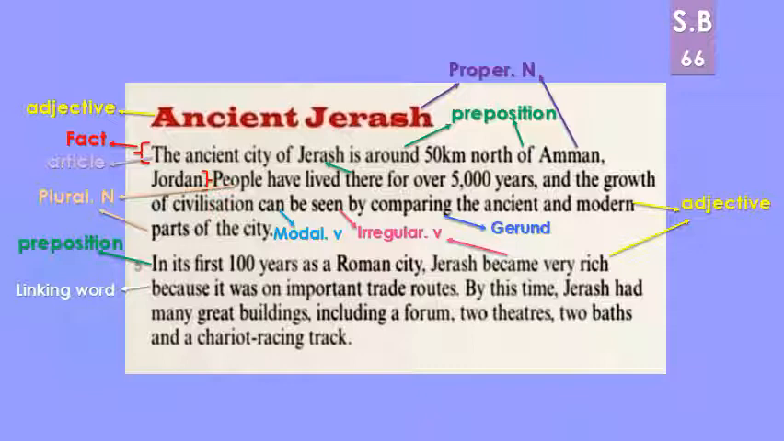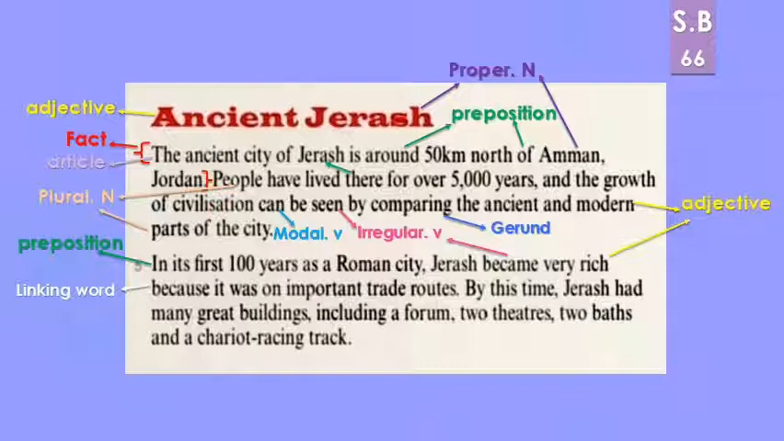By this time, في خلال هذا الوقت أو بحلول هذا الوقت, so let's talk about in the past. Jerash had many great buildings. إذا جرش كانت تملك بنايات رائعة جدا. إذا كانت تملك العدد من البنايات الرائعة. So here they are talking about their buildings. So let's know about them.